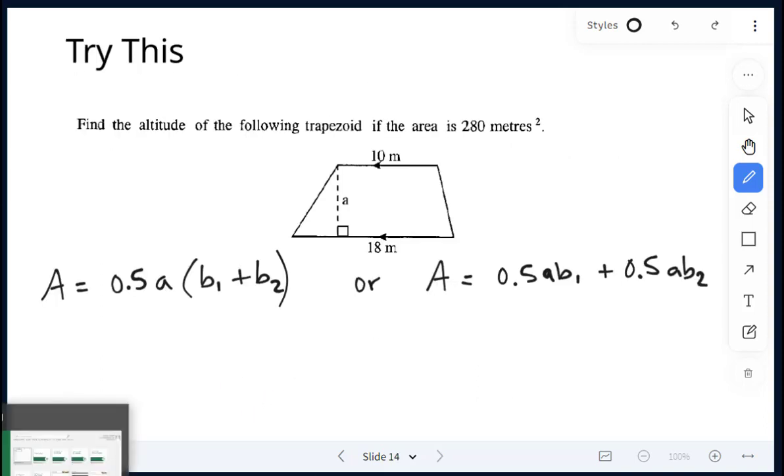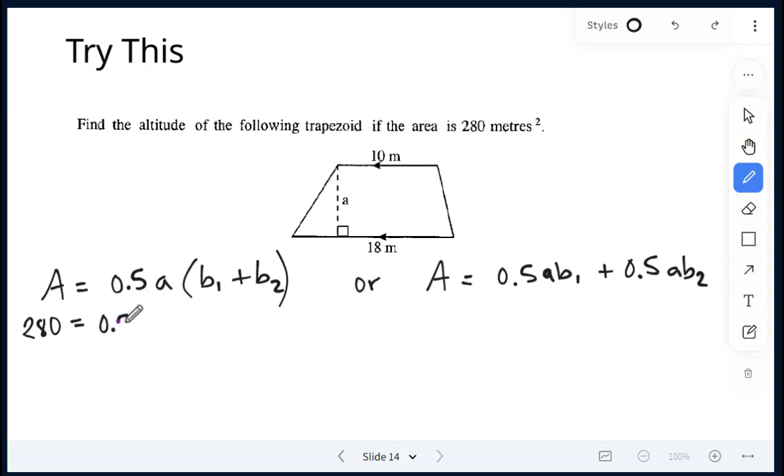Okay, so we can use either formula for the trapezoid. So we're given area is 280 meters squared. So for area, we're going to fill it in as 280. We're just substituting. And then we have 0.5. Altitude is what we're trying to solve for. Base 1 and base 2 were given. It's 10 plus 18.